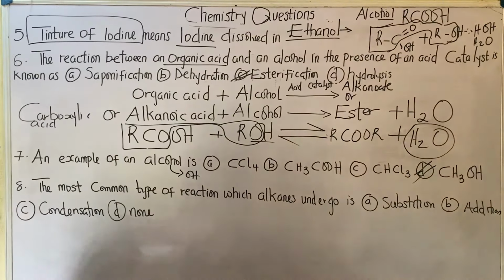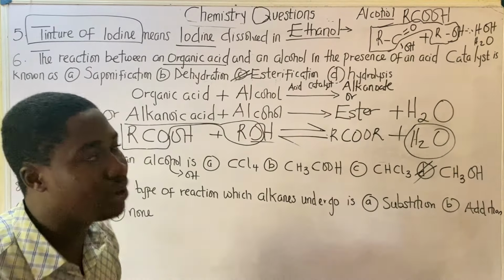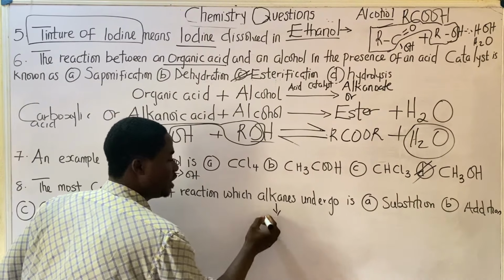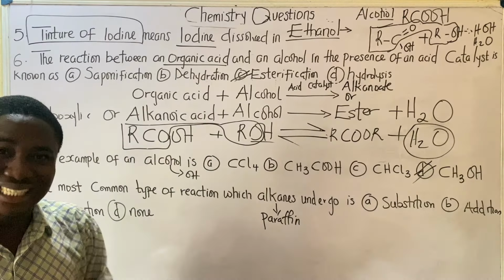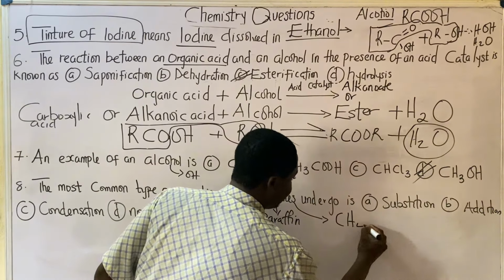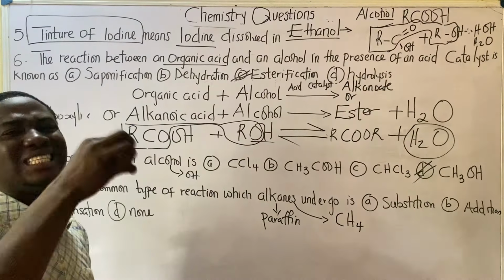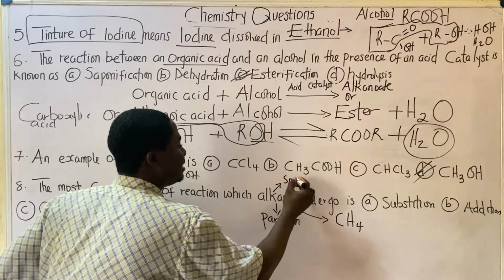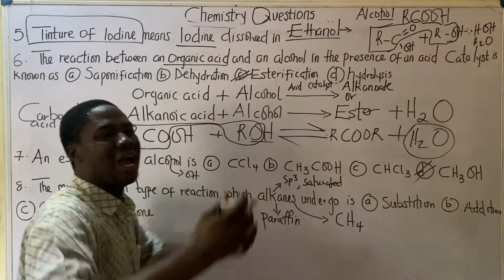So moving further to the next practice question, which is: the most common type of reaction which alkanes undergo is. Now, first of all, we have to know which group of compounds are called alkanes. First of all, you have to know that alkanes are also called paraffins. The first member of the alkane series is called methane, which is CH4. Are you following me? Simple. So what do we do next to understand the type of reaction that is specific to alkanes? Another thing about alkanes is that they are sp3 hybridized, and they are saturated compounds. They are saturated, meaning that they are all completely filled.